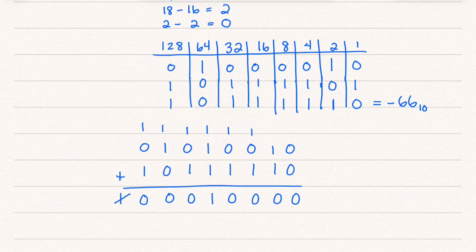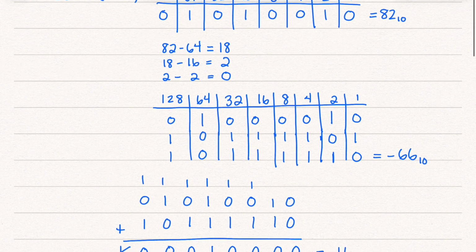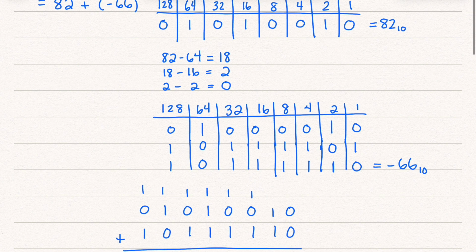And so our final answer is 0, 0, 0, 1, 0, 0, 0, 0. And if we put that back into a decimal, we get 16, which is in fact what 82 minus 66 would get us to: 16.